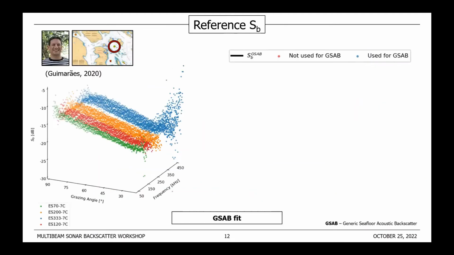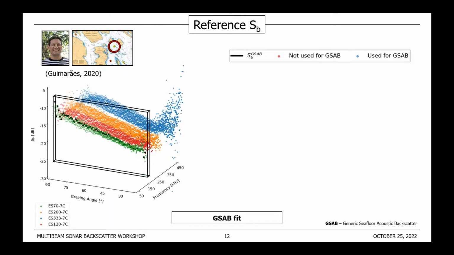So first of all, we need a reference data set, and thankfully Mike already partially described Ivan Guimarães' work. What he did was establish several reference areas in British Columbia, Canada. And here, I'm plotting the data from one of those reference areas. These are all calibrated backscatter observations plotted by grazing angle and frequency. And when you look at this plot, you can already see that the data is noisy, especially at low grazing angles and near-normal incidence geometries.